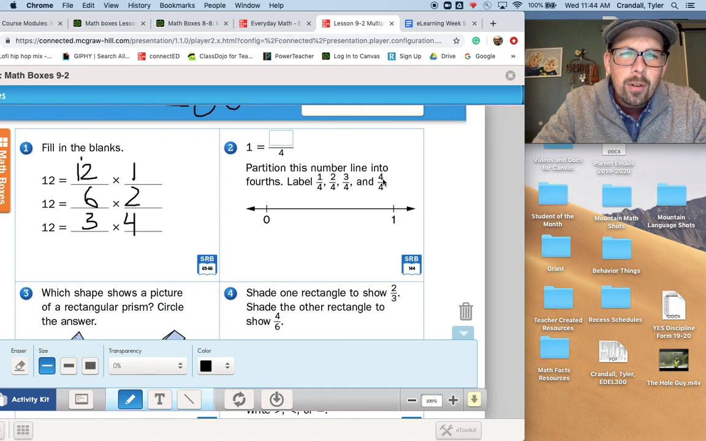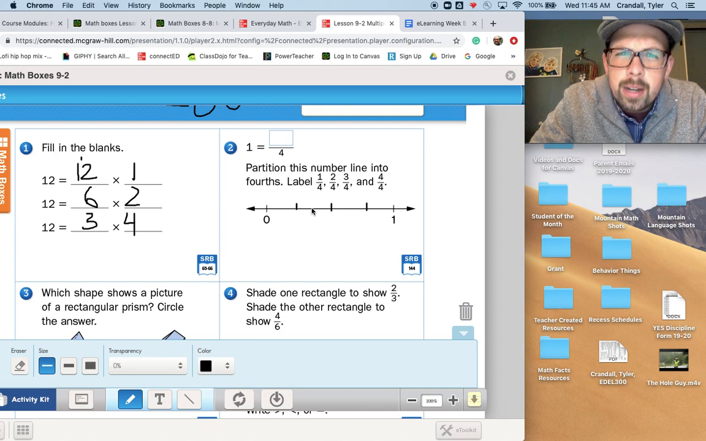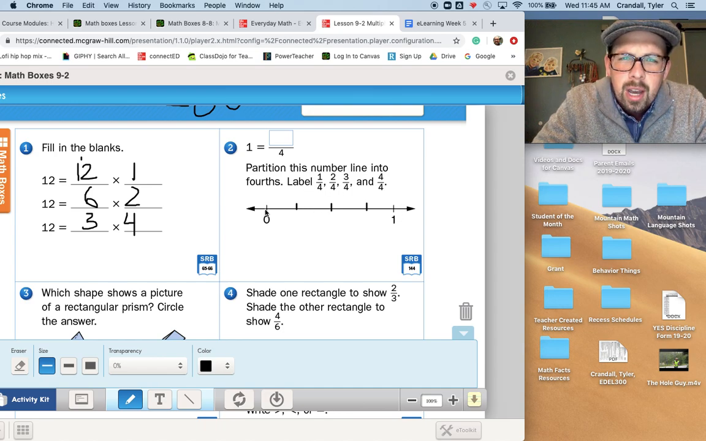Okay. Let's move on to another one here. Partition this number line into fourths. Label 1/4, 2/4, 3/4, and 4/4. Don't mind if I do. So that's about halfway. And that's about halfway between 0 and the halfway point, and that's about halfway between the halfway point and 1. Now we shall label those. These are now in 1, 2, 3, 4 jumps to get from 0 to 1, so this first jump would be 1/4. The next one, which would be halfway, would be 2/4.